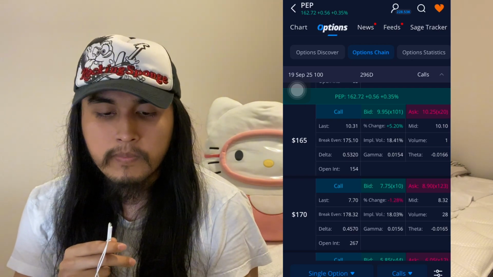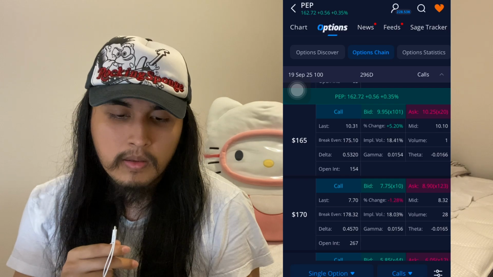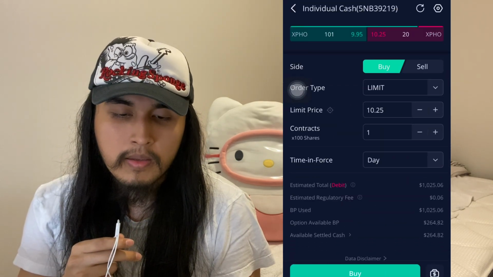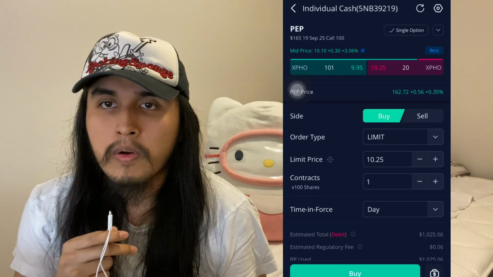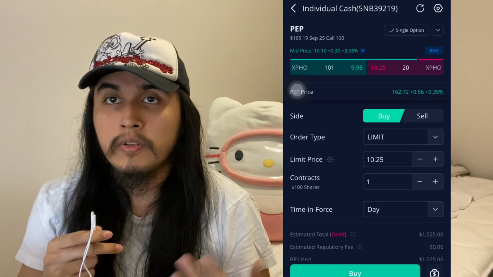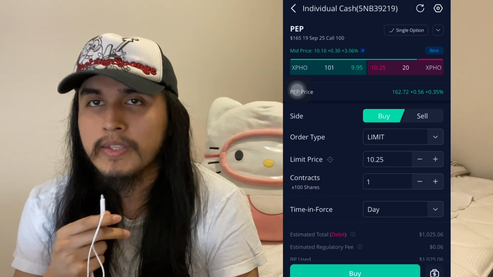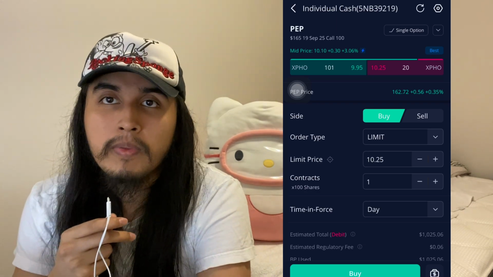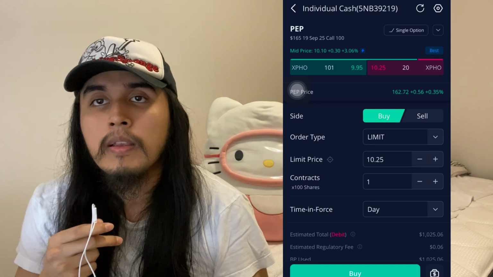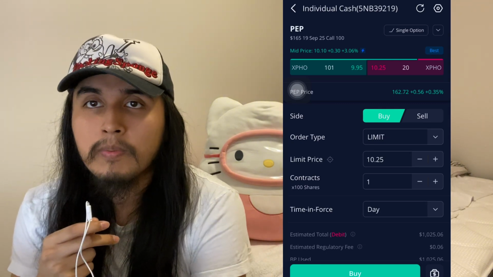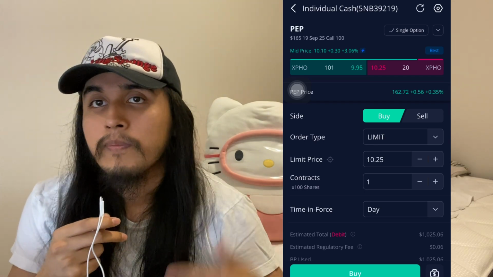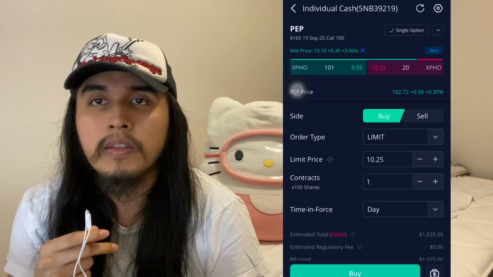And once you click on it, you leave how it is. And then you click buy, and it's going to fill out your order, and that way you'll have that contract in your possession. And then you play the waiting game. Once the position is up 5 or 10%, you sell out the position. If it's down 5 or 10%, you buy another call option, or whatever your risk tolerance is, really.